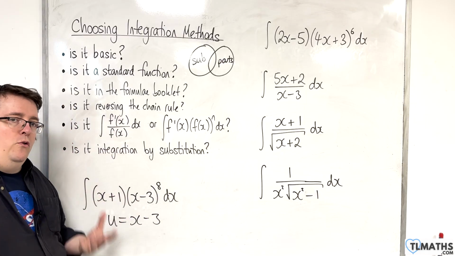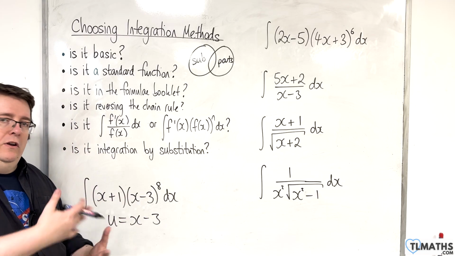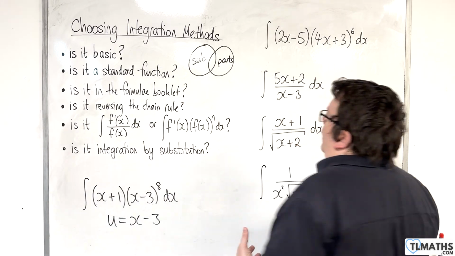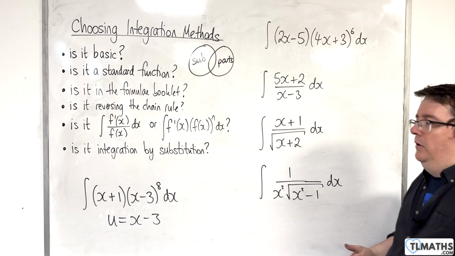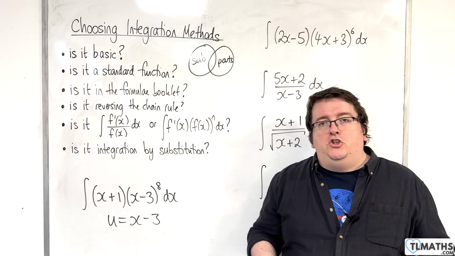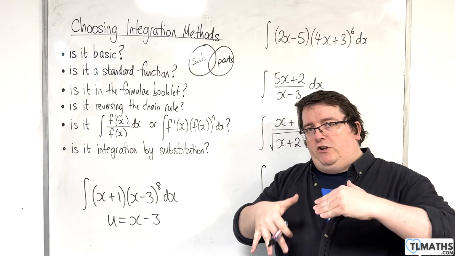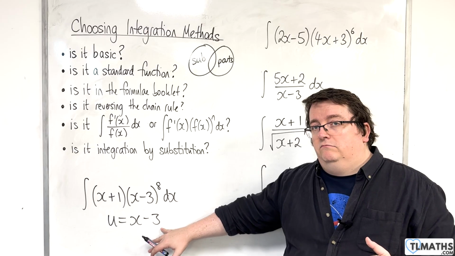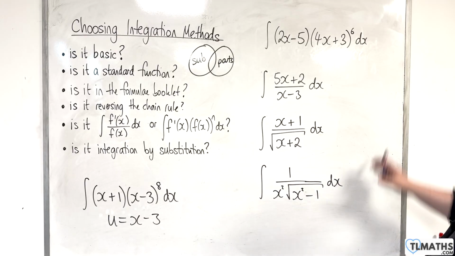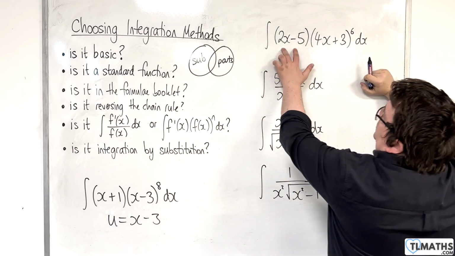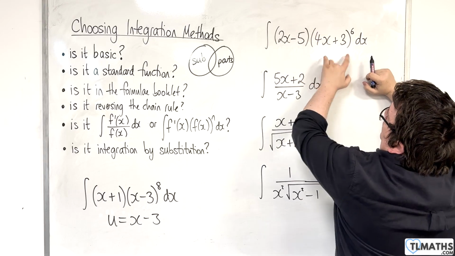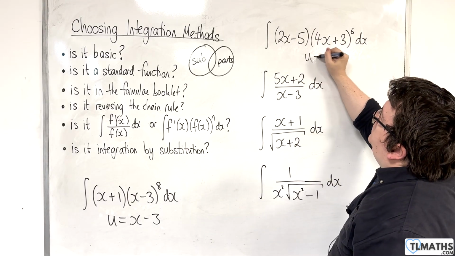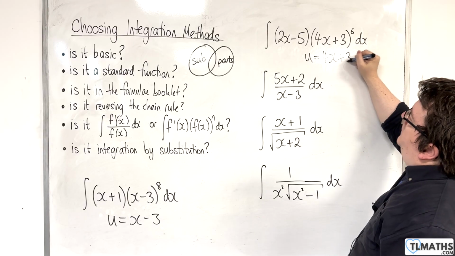Now I'm not going to go through how integration by substitution works. I've got lots of videos on that. So I won't go through the process, but always make sure that your first step is to differentiate your substitution. So next thing would be find du by dx. Here, again, I've got 2x take away 5 to the 1, 4x plus 3 to the 6. Choose the one that's to the higher power as the u, so u is equal to 4x plus 3.